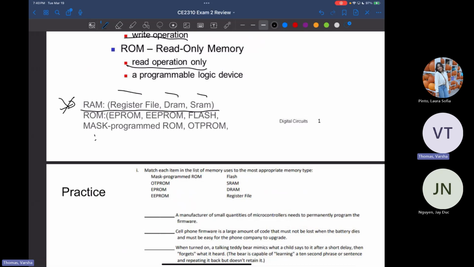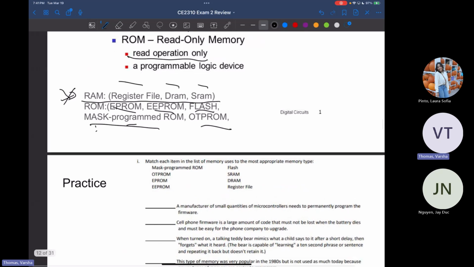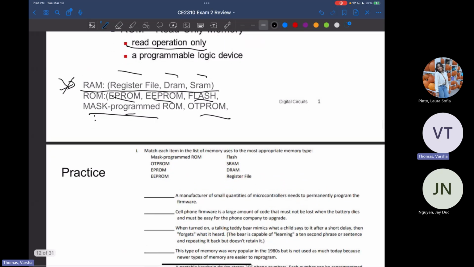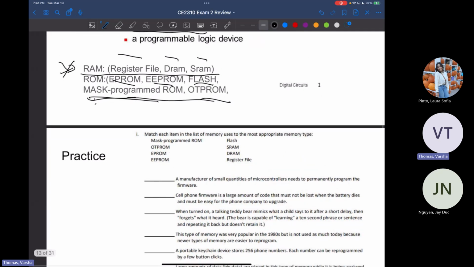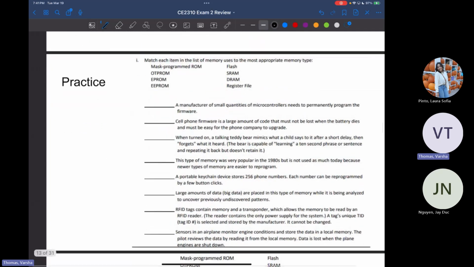And ROM, it has more components, which is EPROM, EEPROM, Flash, Mask Programmed ROM, and OTPROM. These are the ones that if you don't have power, you can still have memory stored, and it will not be lost. So let's practice with these because these are tricky.